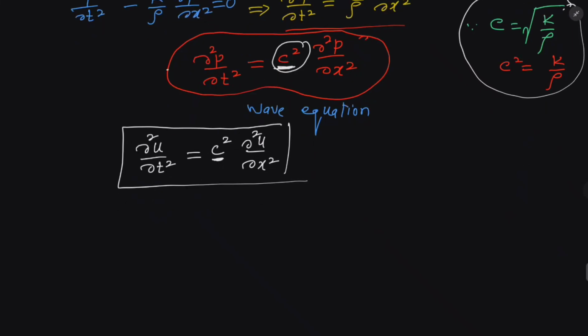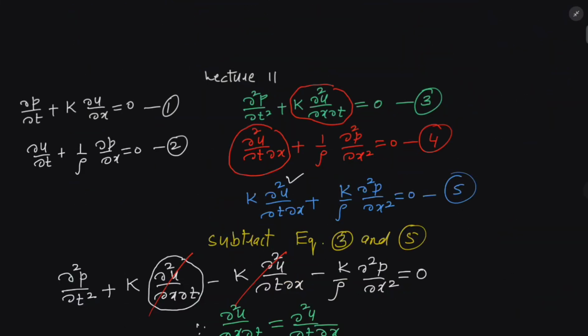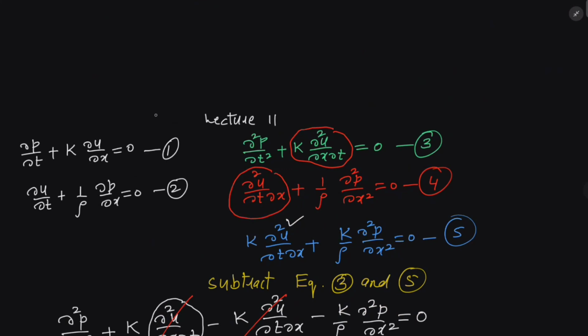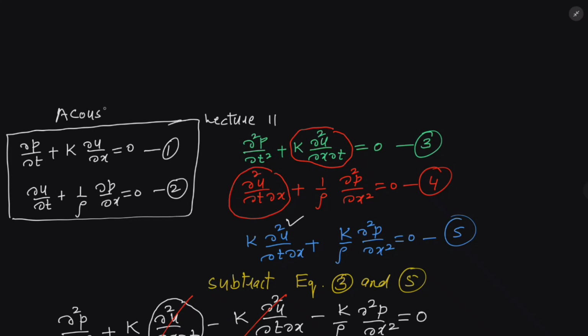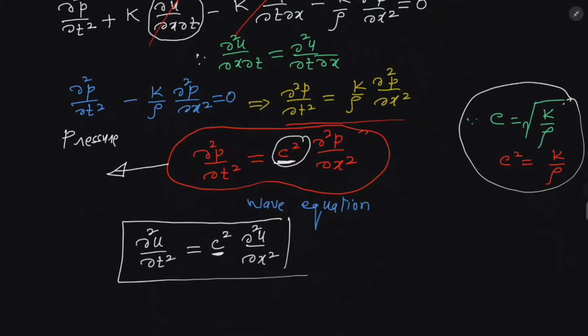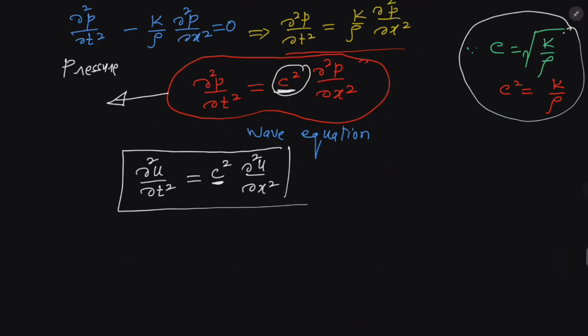In our case, this equation has pressure, a pressure wave, since we were dealing with a system of first order equations, and these are the acoustic equations. We eliminated u, the derivative partial u by partial t, and we got this equation, which is a wave equation.